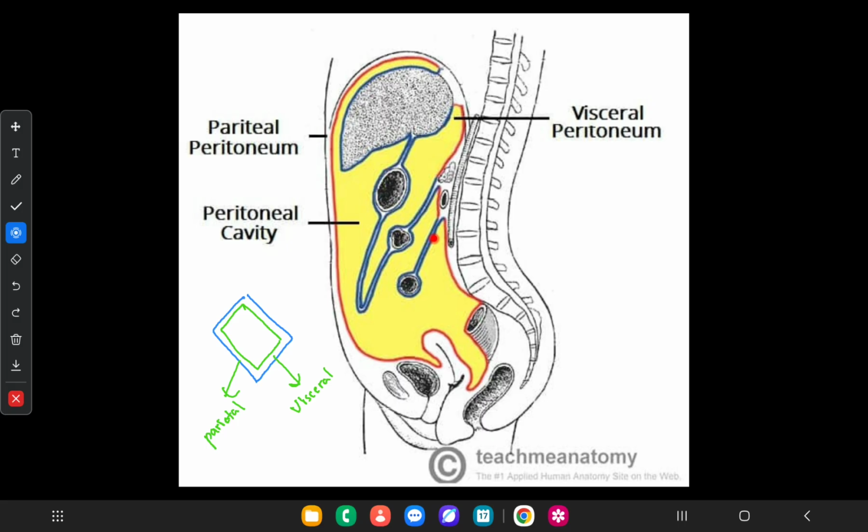If it is attached to the liver, we call them ligaments. If it is attached to the stomach, we call it omentum. Then if it is attached to the colon, we call it a mesocolon. Like that, we give different names to the visceral peritoneum.